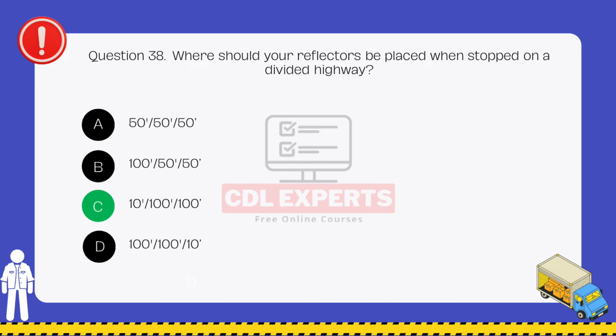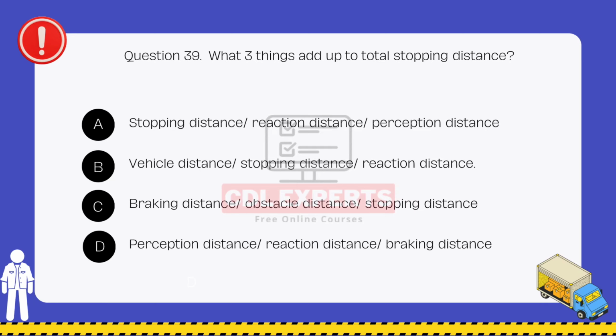Correct option is C. What three things add up to total stopping distance? Stopping distance, reaction distance, perception distance, vehicle distance. Stopping distance, reaction distance, braking distance, obstacle distance. Stopping distance, perception distance, reaction distance, braking distance.